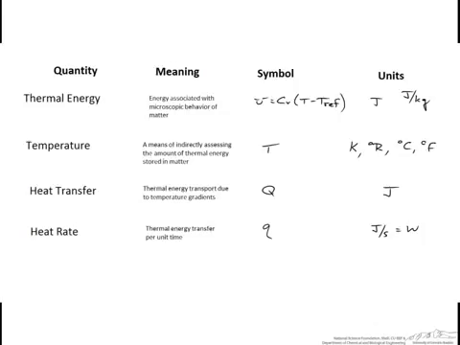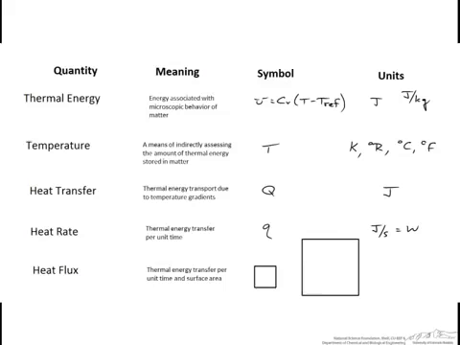What we're effectively doing to get between heat transfer and heat rate is taking the total amount of heat transfer and dividing by delta t, and that'll give us the average rate at which heat was transferred over this time interval. Let's take this one step further and define what's known as the heat flux. Heat flux is defined as the thermal energy transfer per unit time and per unit surface area.